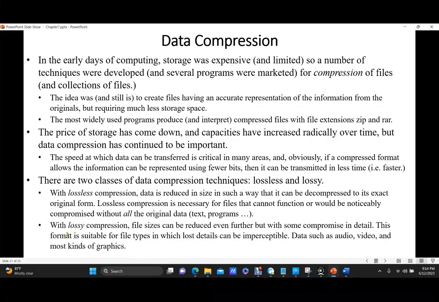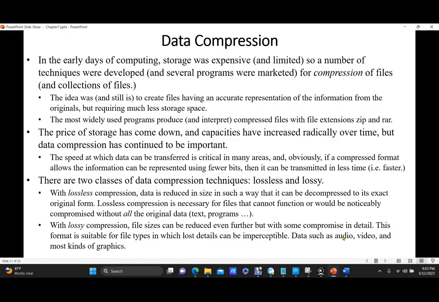On the other hand, there are situations where some loss of information is acceptable. With lossy compression, you can create compressed file sizes much smaller than one can with lossless techniques. These lossy formats are suitable for certain kinds of file types where a few details, differences, can be ignored.